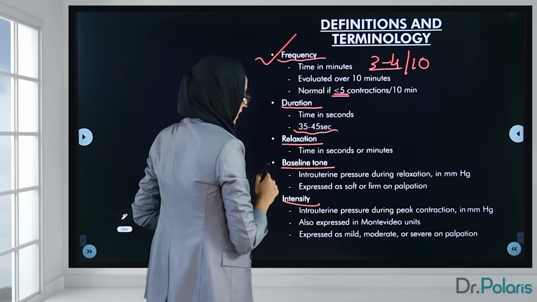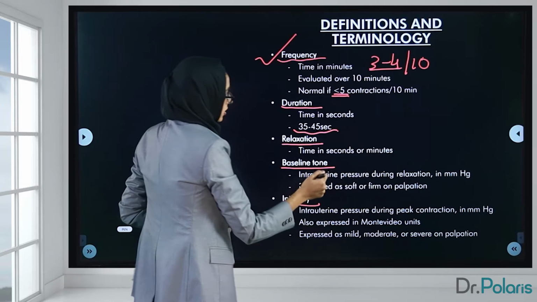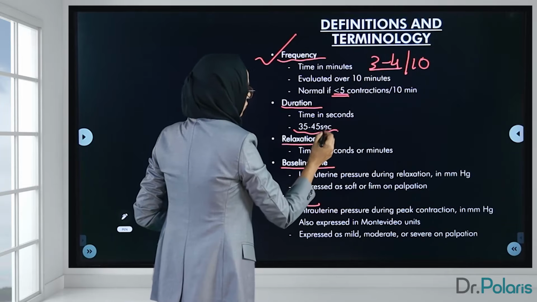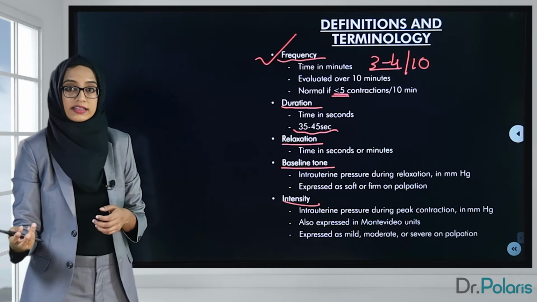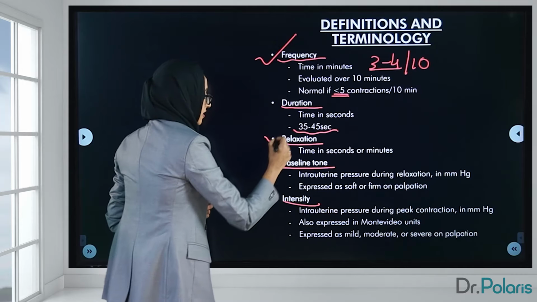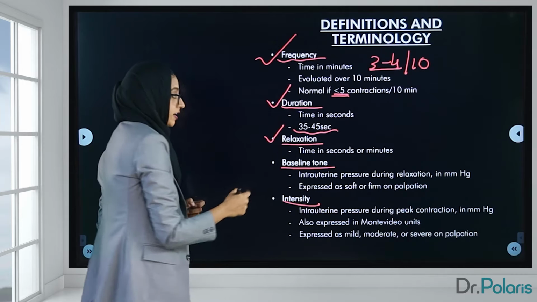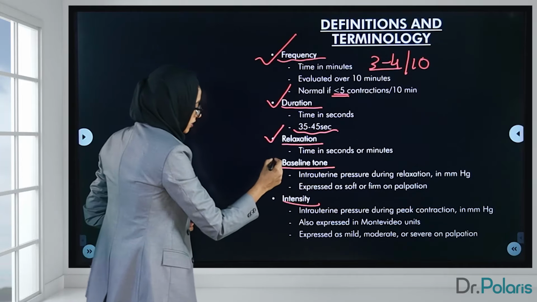Each contraction would last for how long? 35 to 45 seconds. Obviously, between the contractions, you would have time of relaxation. So you're having 3 to 4 contractions of 45 seconds in 10 minutes. That means you're having approximately 15 to 25, 30 seconds between contractions for relaxation. This is enough for the uterus to refill with blood to help with fetal oxygenation. After that, you have these two factors.